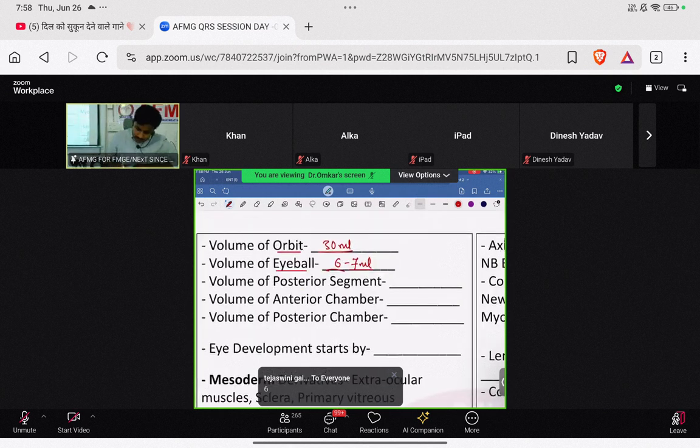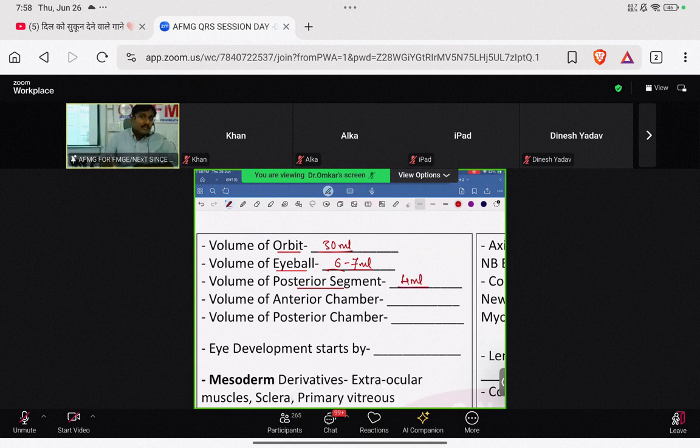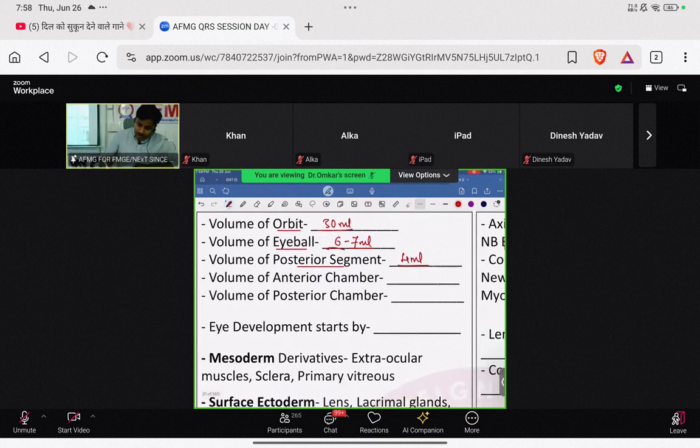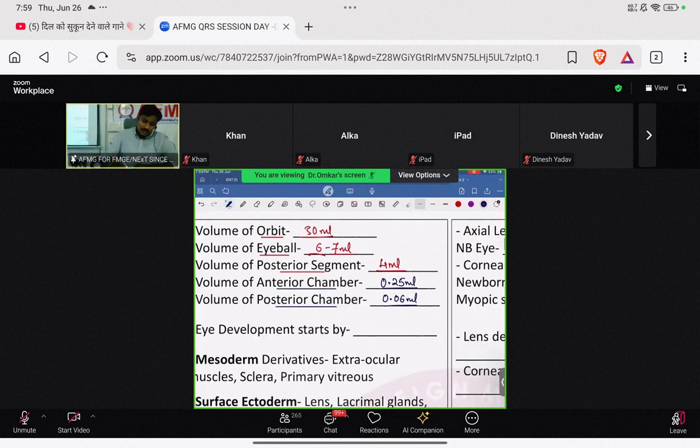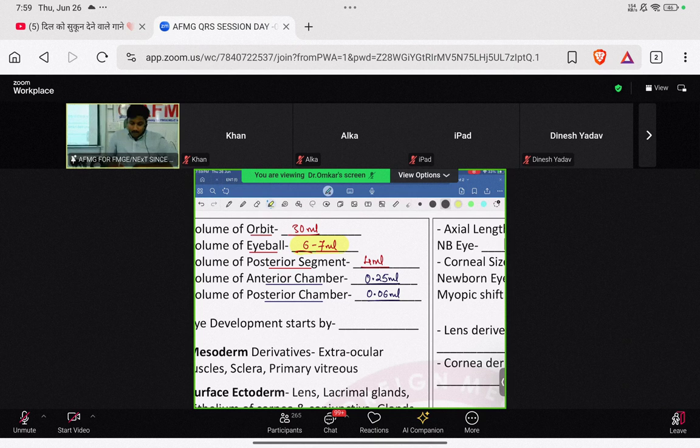Posterior segment का volume कितना होता है? Posterior segment का volume is 4 ml beta, and this posterior segment contains vitreous humor. Next, anterior segment is divided into two parts, from cornea to iris, anterior chamber, and from iris to the lens, posterior chamber. Anterior chamber is going to be 0.25 ml beta, and posterior chamber is 0.06 ml. Clear है बात? That is what is important. याद रखना, volume of eyeball has been asked in a PYQ, so be aware of that.